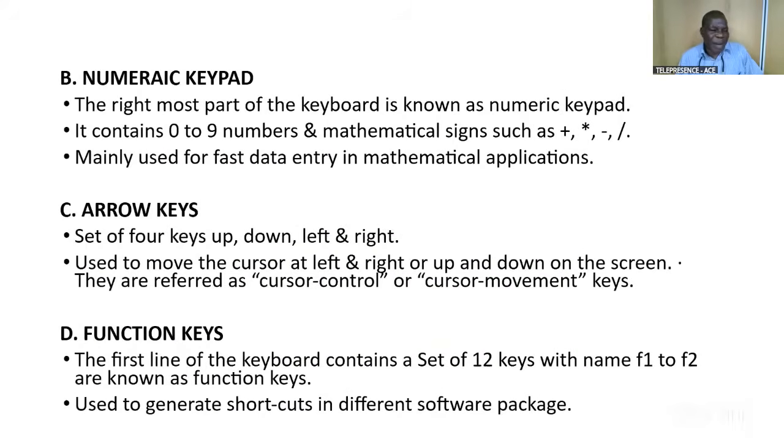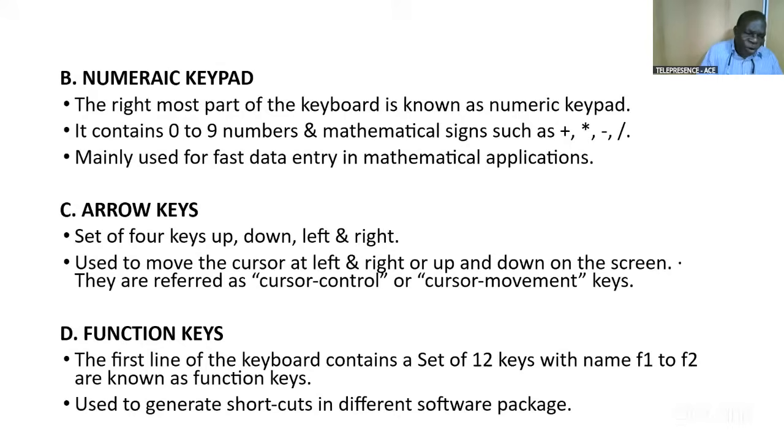Numeric keypad. The rightmost part of the keyboard is known as the numeric keypad. It contains 0 to 9 numbers and mathematical signs such as plus, star, which is meant for multiplication, minus, or slash. Mainly used for fast data entry in mathematical applications.